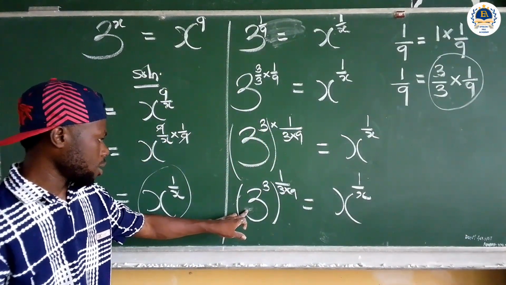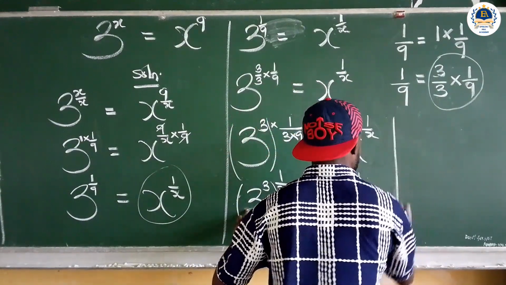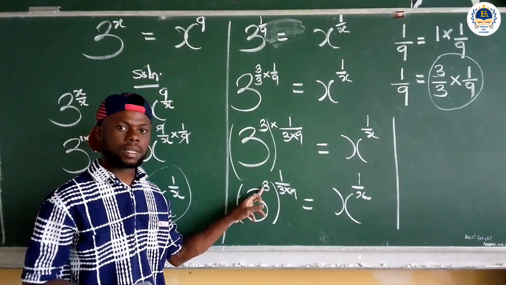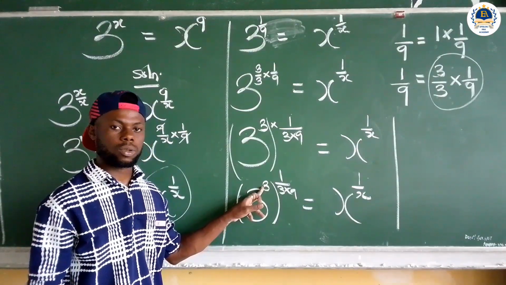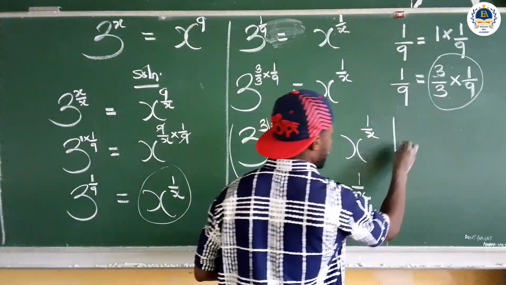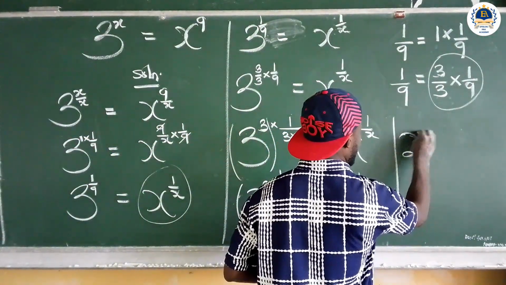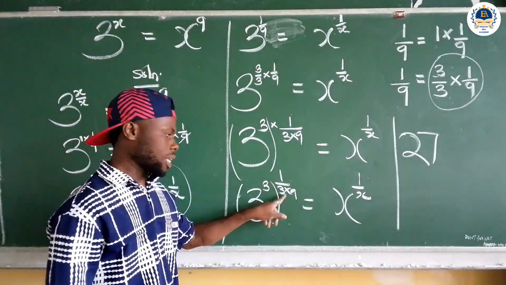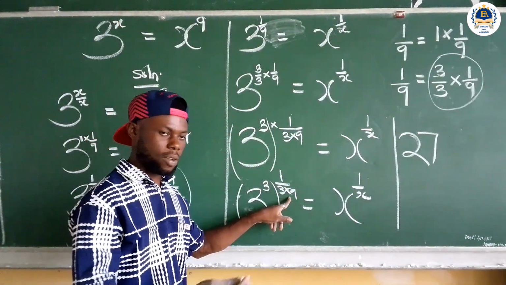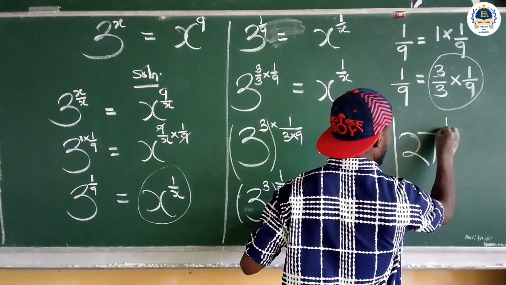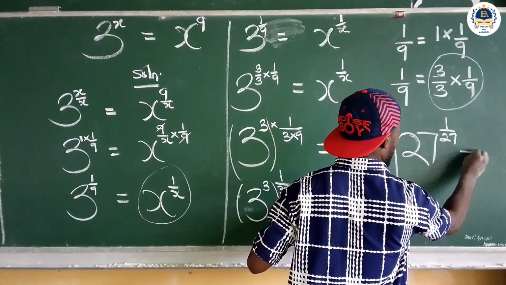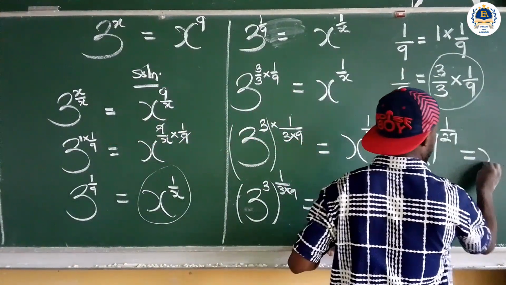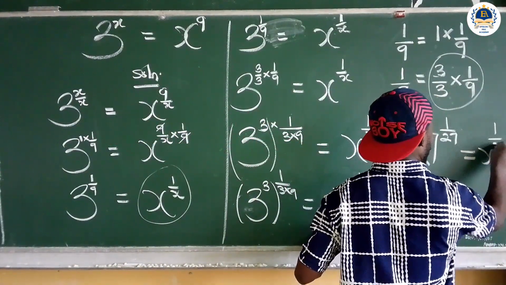Now this is the same as 3 raised to the power of 3, which means 3 times 3 times 3, which equals 27. So I'll write here 27 is raised to the power of 1 over 3 times 9. 3 times 9 is 27. So 27 raised to the power of 1 over 27 equals x raised to the power of 1 over x.